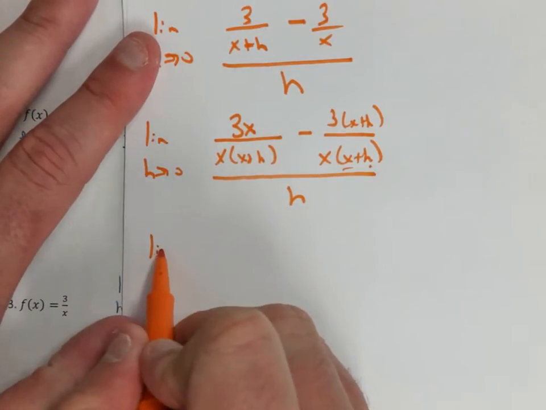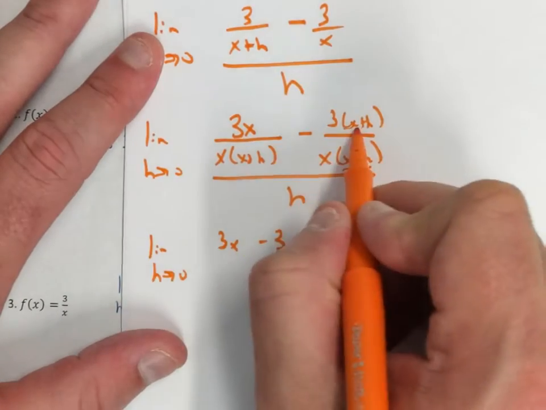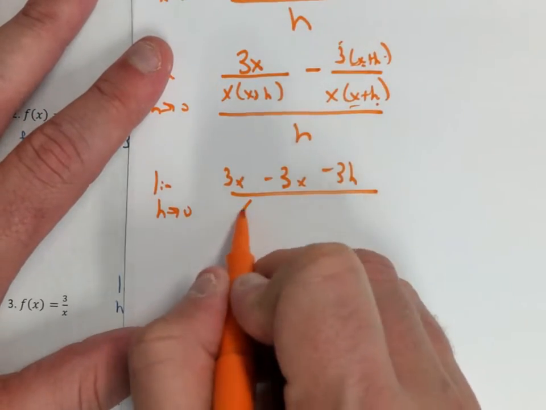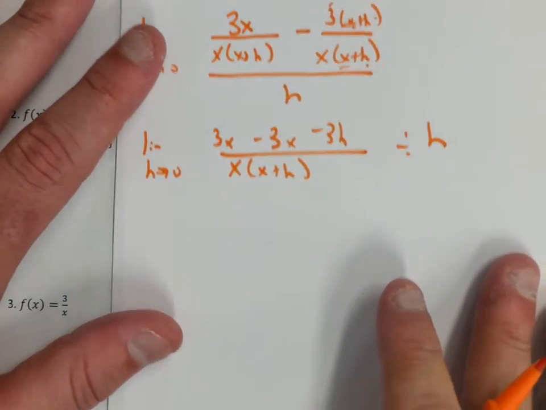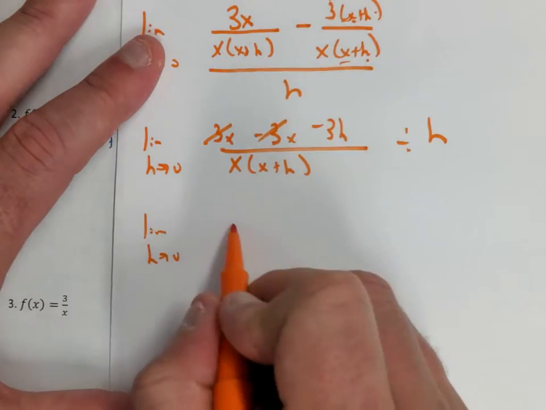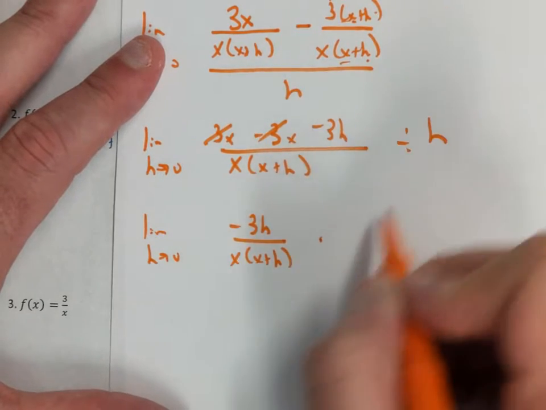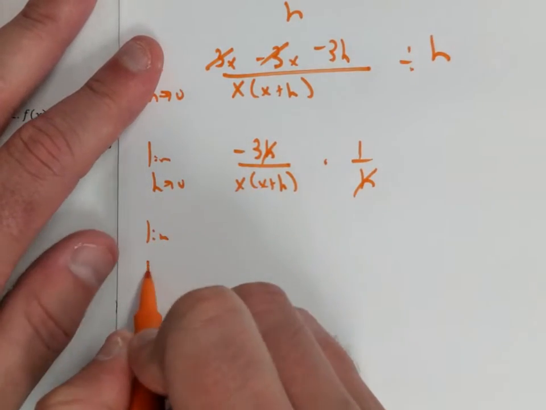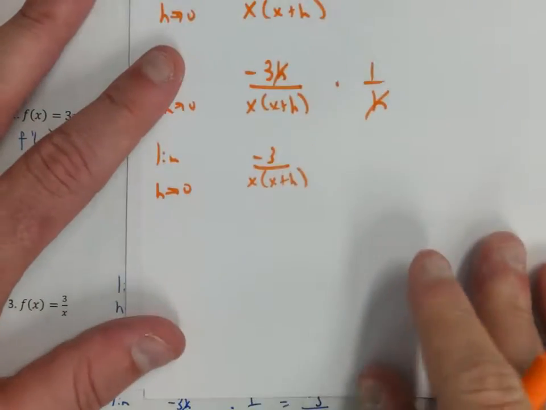That gives me the limit as h approaches 0 of 3x. That's going to be negative 3 times x is negative 3x. Negative 3 times h is negative 3h, all over x plus h, divided by h. I'm going to rewrite it like that. At this point, you see your x's cancel out. You're left with negative 3h over x times x plus h. Flip it. There's no plus or minus here, so you can cancel those h's out. The limit as h approaches 0 of negative 3 over x times x plus h.